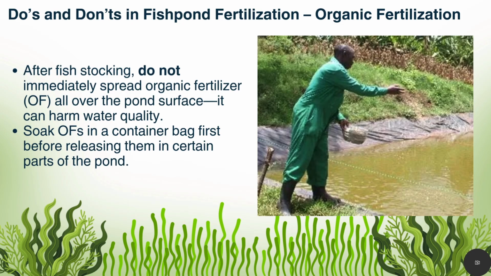For organic fertilization, caution is also necessary, especially after stocking the fish. Organic fertilizers should not be immediately spread across the entire pond surface because this can disrupt water quality and harm the fish. Instead, the fertilizers should be soaked in a container or bag first, and then released gradually into specific areas of the pond. This method ensures that nutrients are absorbed properly without causing sudden changes in water chemistry, which can negatively affect fish health and growth.